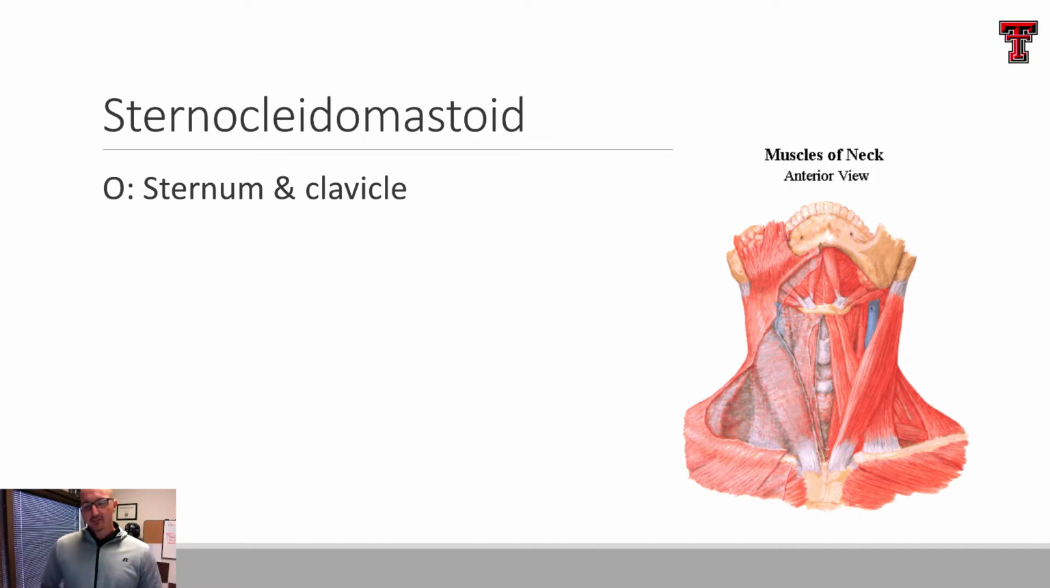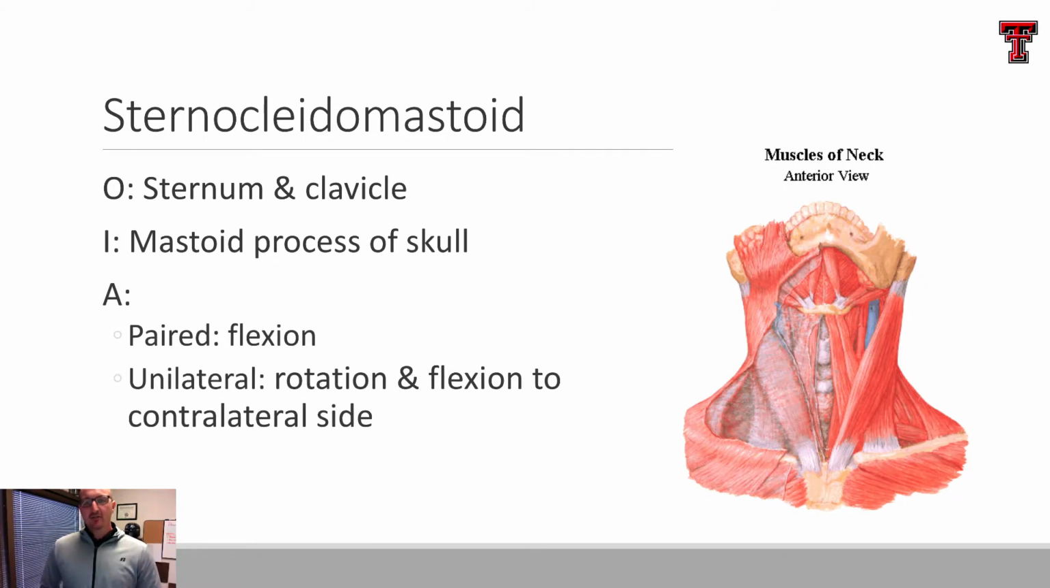So sternum and clavicle. It's going to originate medially and anteriorly, and traverse superiorly to the mastoid process of the skull. If we contract both sternocleidomastoids together, it's going to result in flexion. However, as we already felt, if we do one side or the other, unilateral activation is going to cause rotation to the opposite, to the contralateral side.